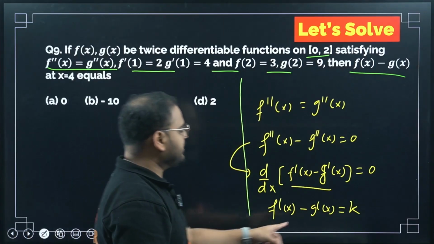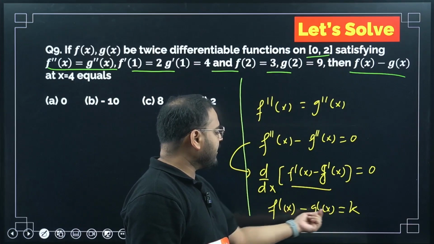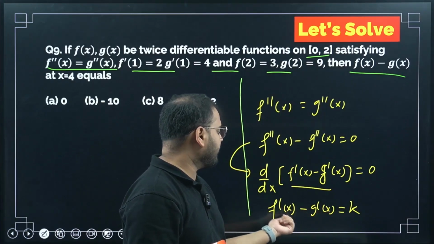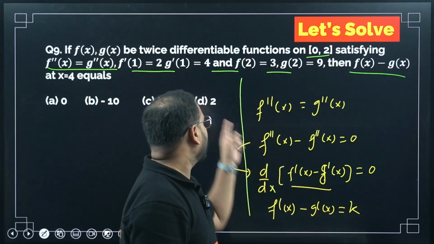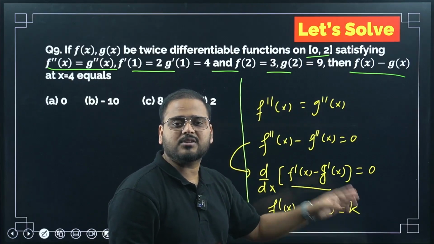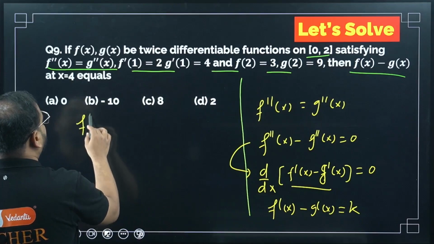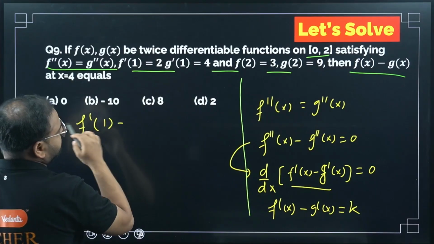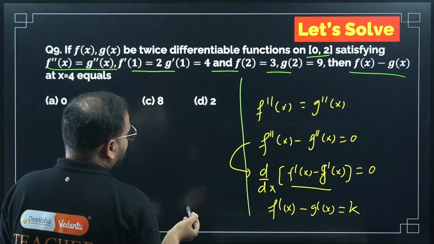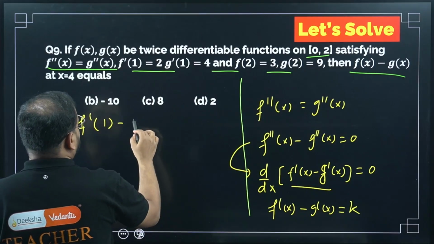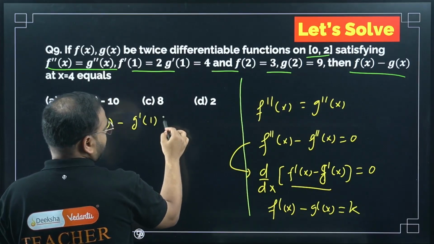So if this is k, it means that if I write the value of 1, the derivative value of the functions f and g at 1 will be the same value as k, because k is independent of the variable x. So I can write here f dash of 1 minus g dash of 1 equals to what?